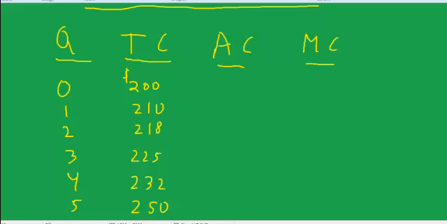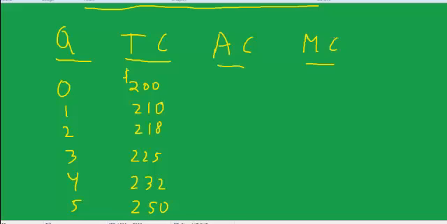Okay, so what I've made up here is the relationship between total costs and quantities. So if you produce 0 units of output, it costs you 200. 1 unit of output, 210. 2 units of output's 218, and so on. So this 200 looks a lot like a fixed cost since you incur that cost without producing any output.